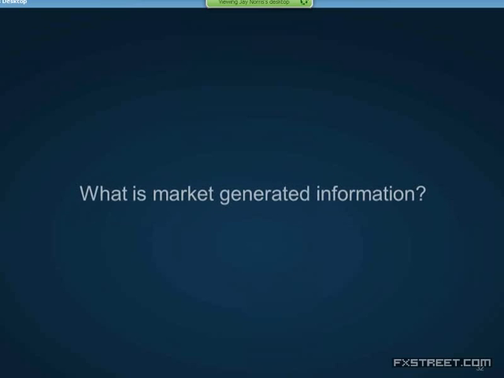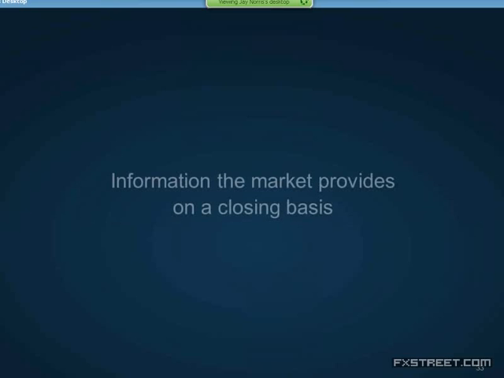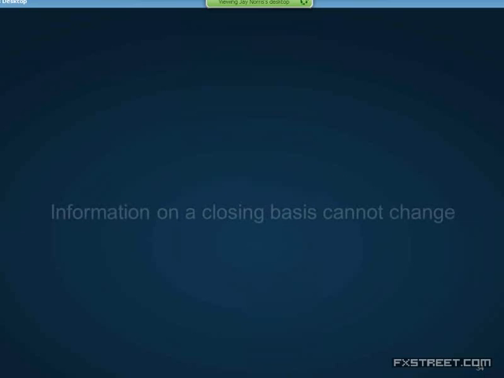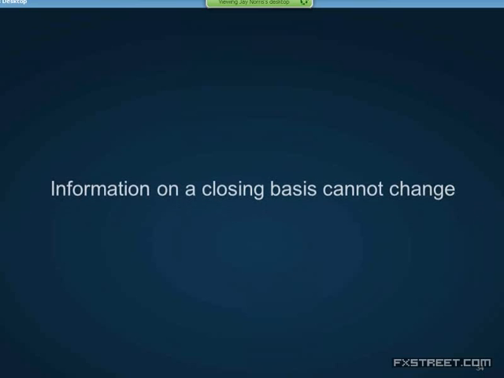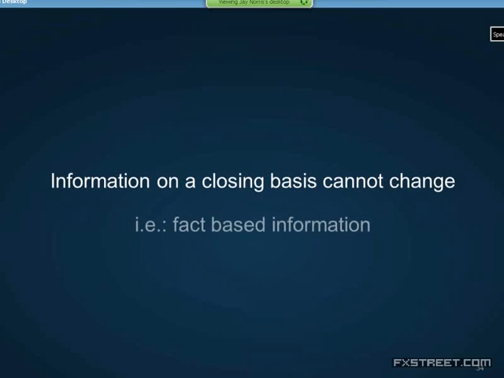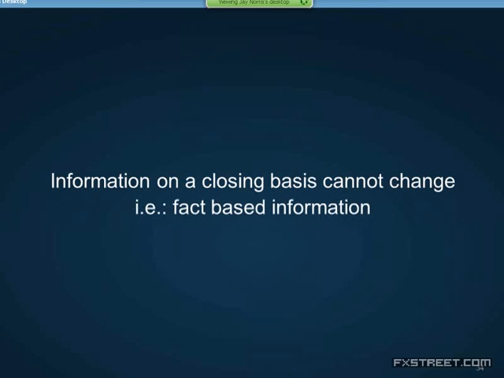Okay, so what is market-generated information? Information the market provides on a closing basis. Information on a closing basis cannot change, therefore it's fact-based information. Okay, when the euro closes above 138, when you get two 4-hour closes above 138, that's a factual event, okay? That's market-generated information. Hey, the euro closed above 138 twice on a 4-hour chart. That's valuable information to me, okay?